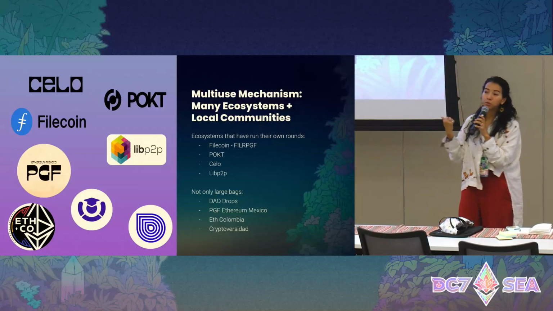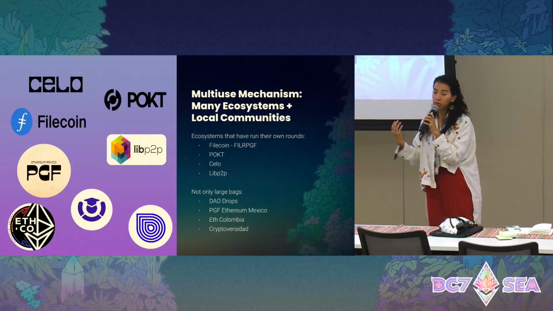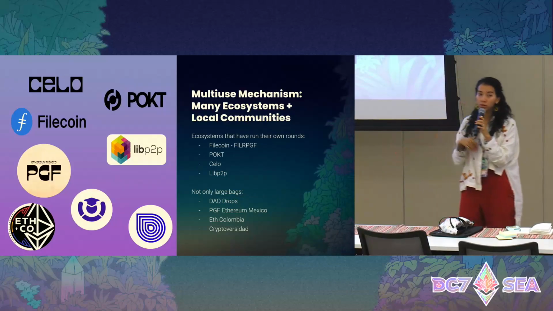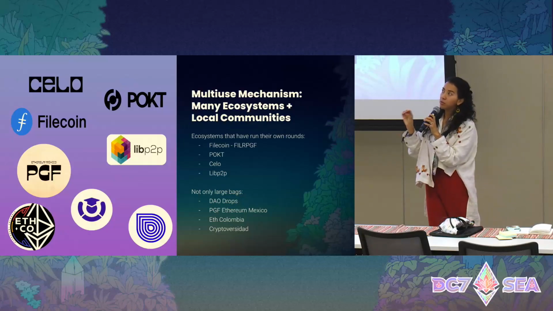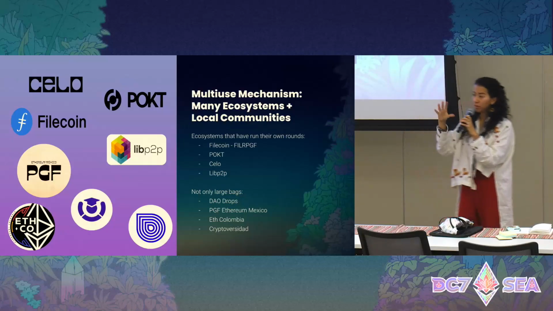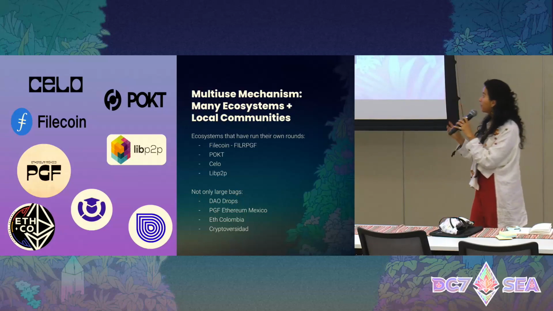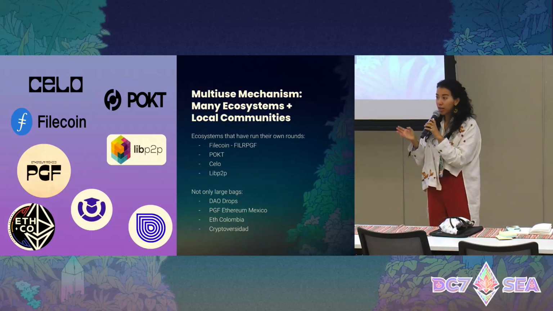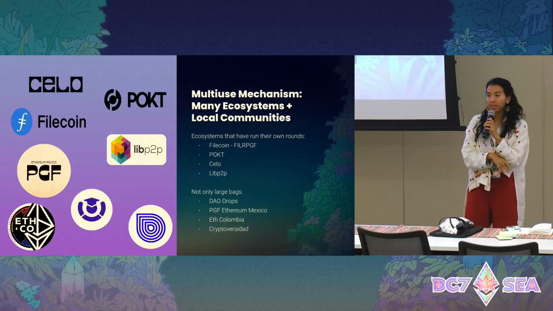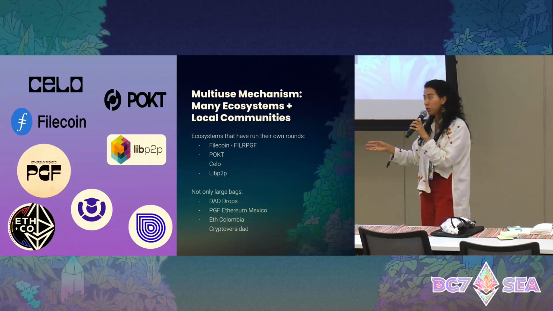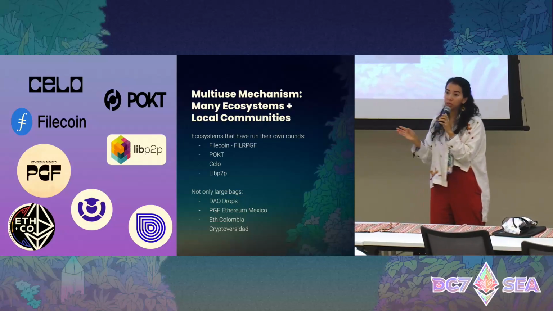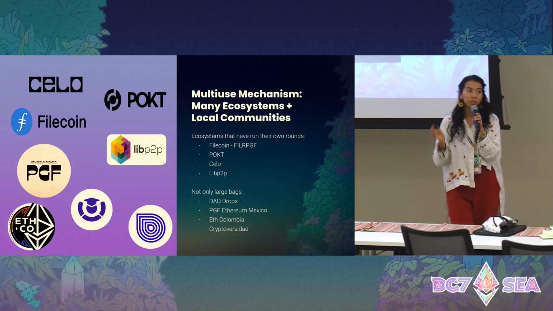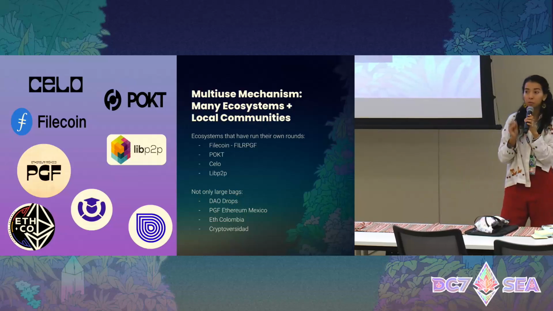And the Leap P2P library, or Leap P2P ecosystem, has also run its own RetroRound to fund those that have been providing value to this library. And in addition to that, it's not only ecosystems that can use this mechanism, but we've also seen local communities using this mechanism to incentivize specific types of behaviors.